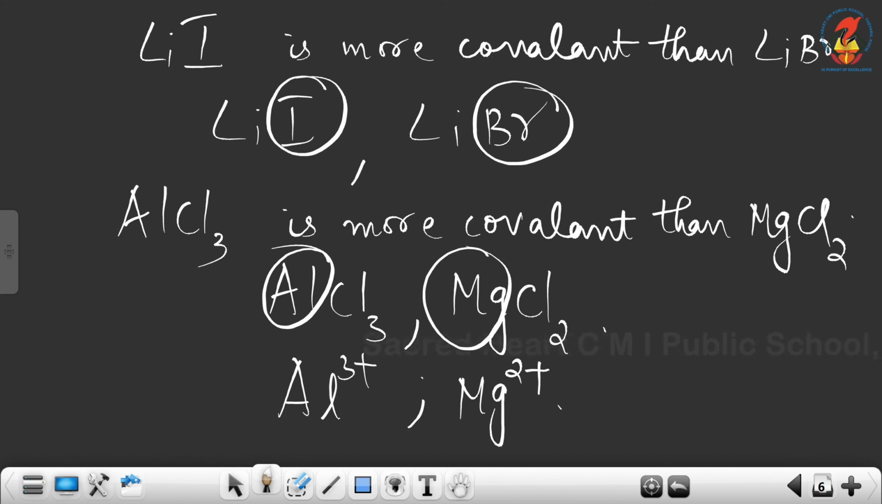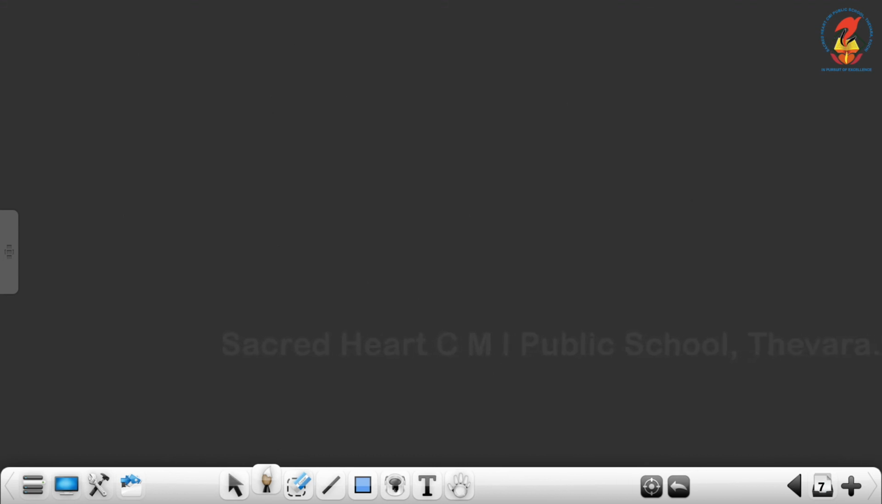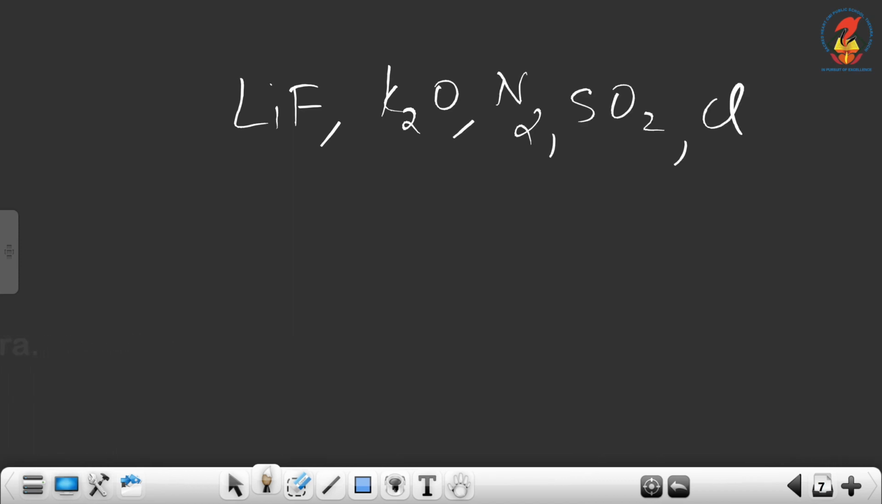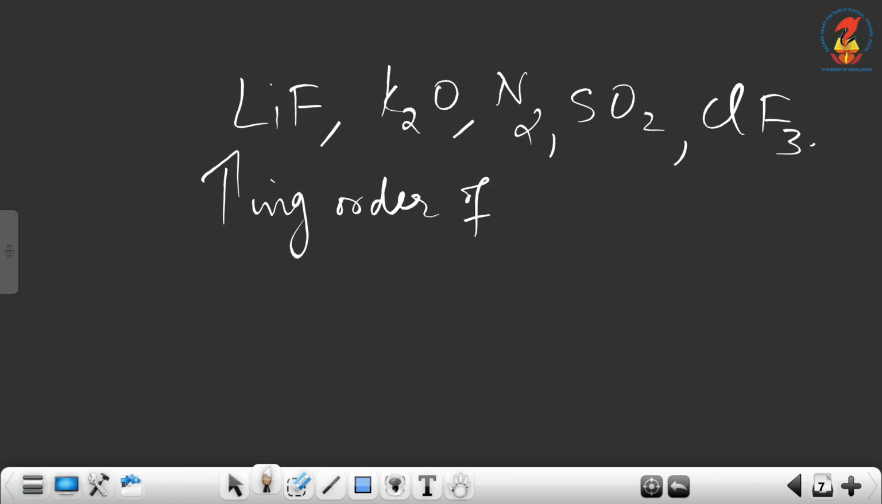Now, next we have a question from the back. The question is this: arrange the compounds or the bonds in increasing ionic character, and a few compounds are given: lithium fluoride, K2O, N2, SO2, ClF3. You are asked to arrange in increasing order of ionic character. Now, increasing order means small to big with less than sign.